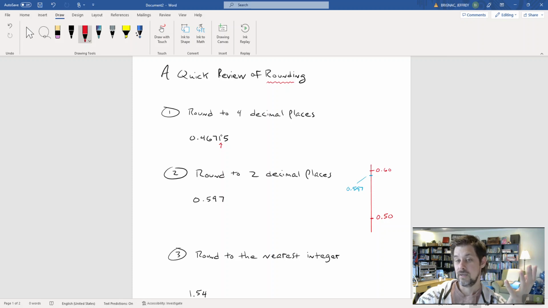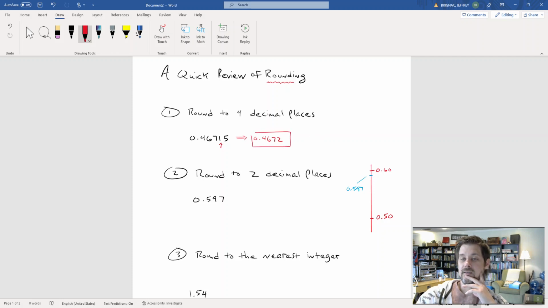Now, here I want to round to 4 decimal places. The next digit is a 5. I said if that was 5 or greater, we would bump this up by 1. And so to round this to 4 decimal places would be 0.4672. Okay? All right.